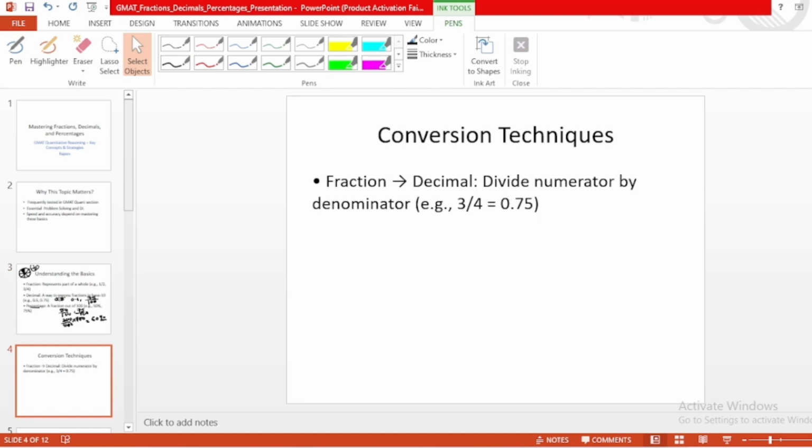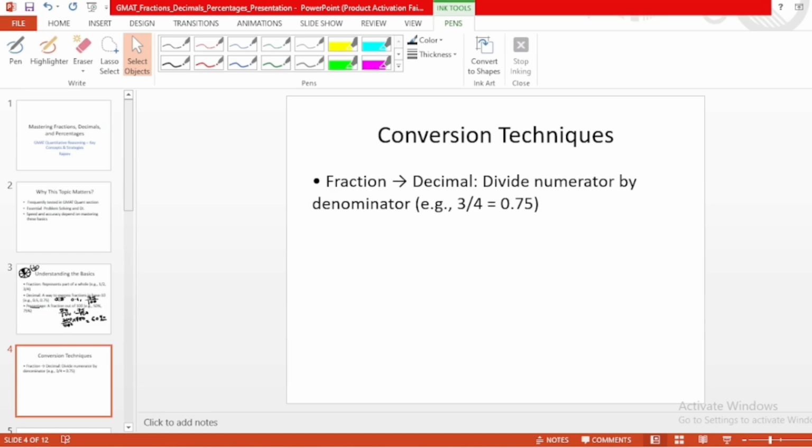This is very important. If you ask me what we are going to learn in this particular session, it is conversion from fraction to decimal, decimal to percentage, and percentage to fraction. I mean to say fraction, decimal, and percentage are interconvertible, meaning one can be converted to the other.